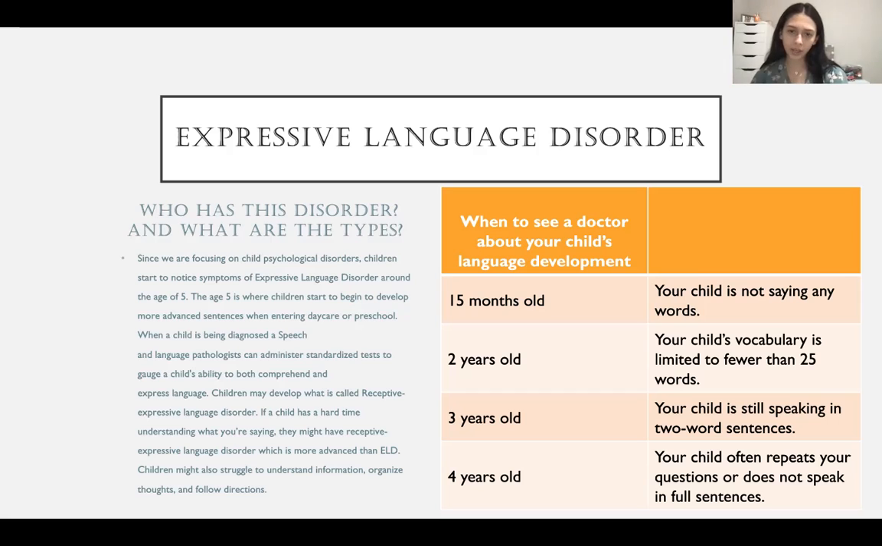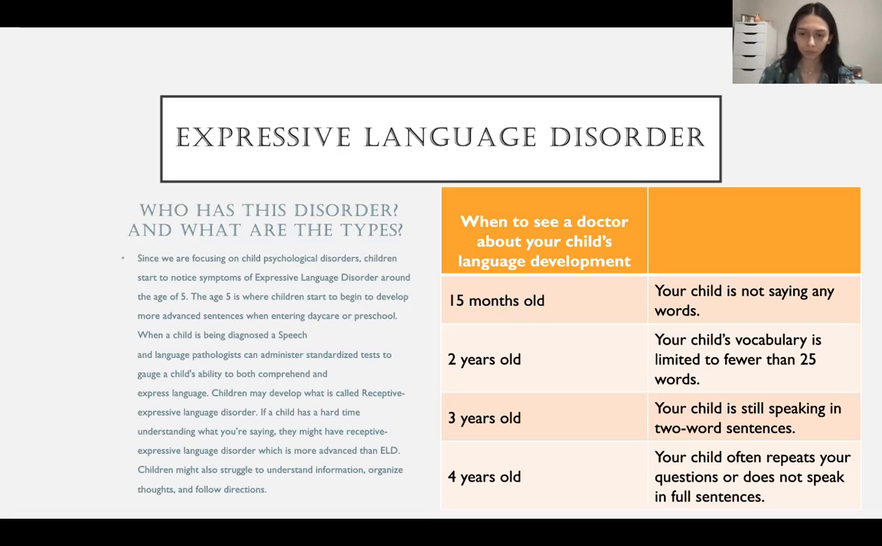I also have this chart here that I found for when a doctor sees your child's development. So this is how a child is supposed to develop. At 15 months, babies don't say anything, only little things or grunts. At 2 years old, they start to use vocabulary, but it is less than 25 words, maybe. 3 years old is when you start to put two words into a sentence. Say a child needs to go to the bathroom, they say I go. A 3-year-old is not going to say, I have to go to the bathroom. They just go, I go, or I went.